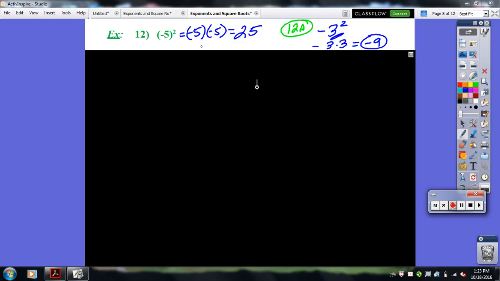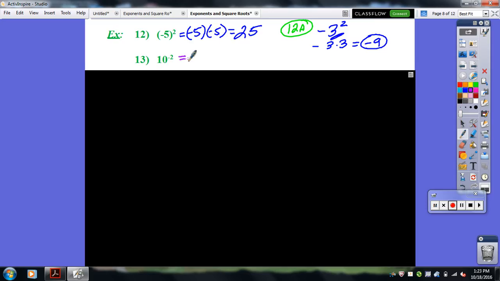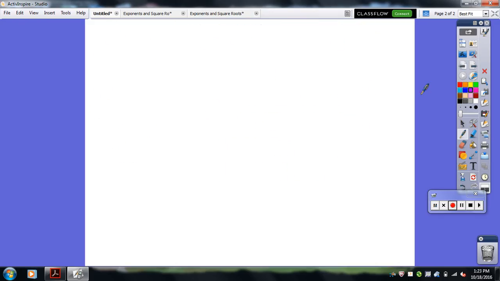Moving along, number 13 is where things get interesting. A negative exponent does not make things negative. What a negative exponent does is it takes it, and if it's in the numerator, it moves it to the denominator, and now it's positive. Again, that is a concept that some students tend to struggle with. If it's negative in the numerator, we move to the denominator, and now it is positive. Let's do a couple other examples so that you guys can get my point.